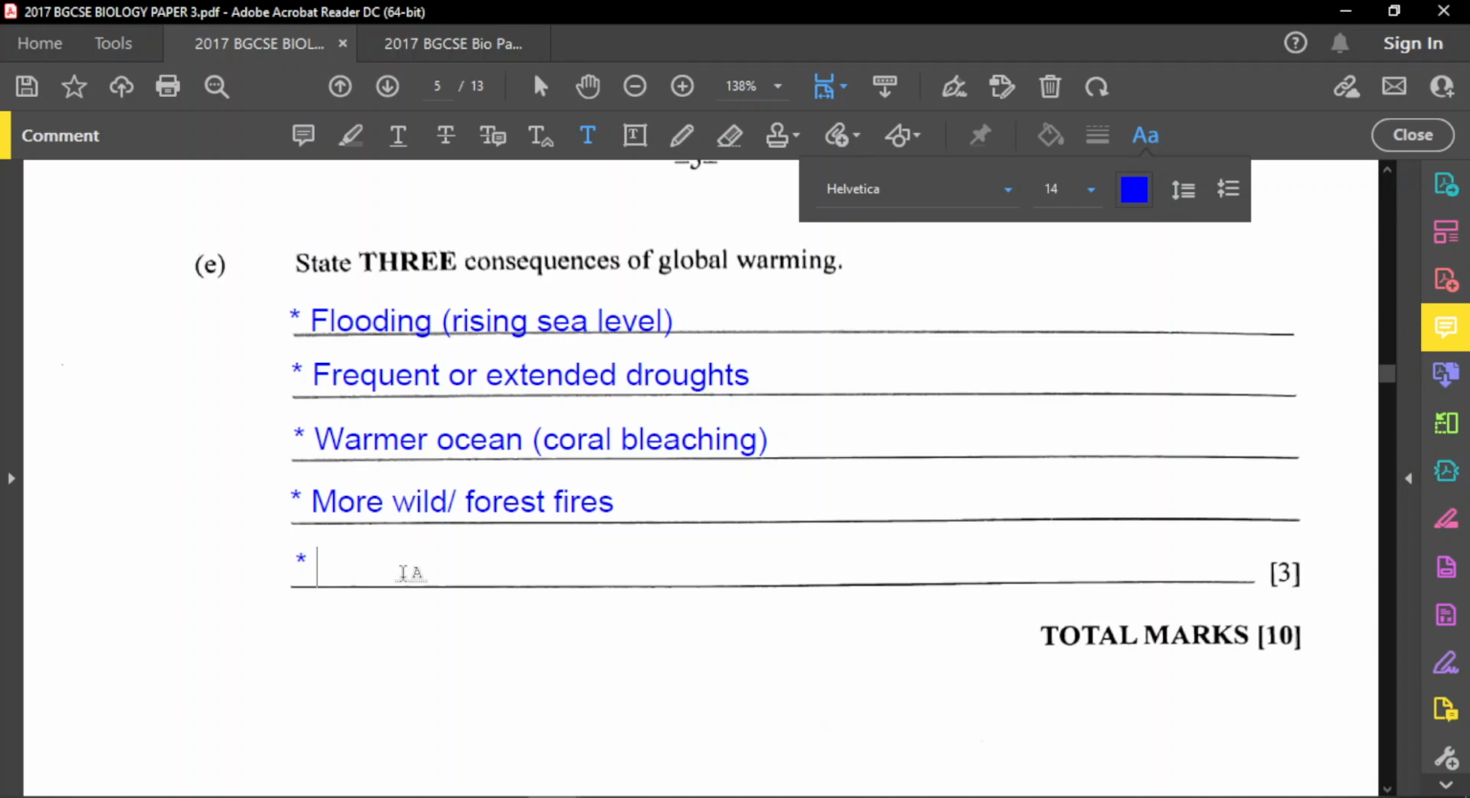So we have more fire. We also have migration, so migration of animals as well, or organisms. Some of the organisms that we know, we're not going to see them again. They're gone. They have either gone somewhere else to live, or they become extinct. Let's put that down: extinction.